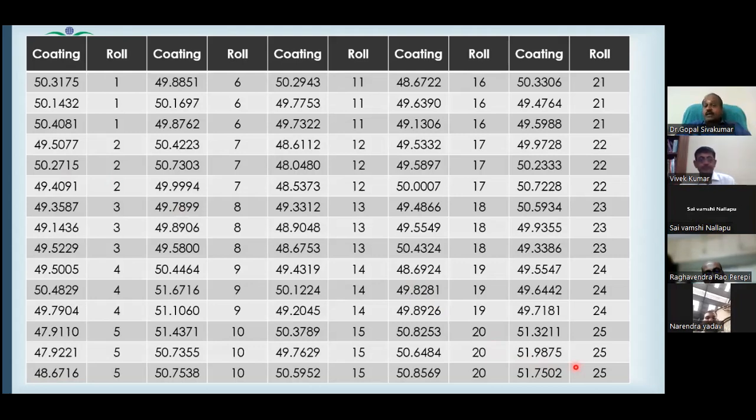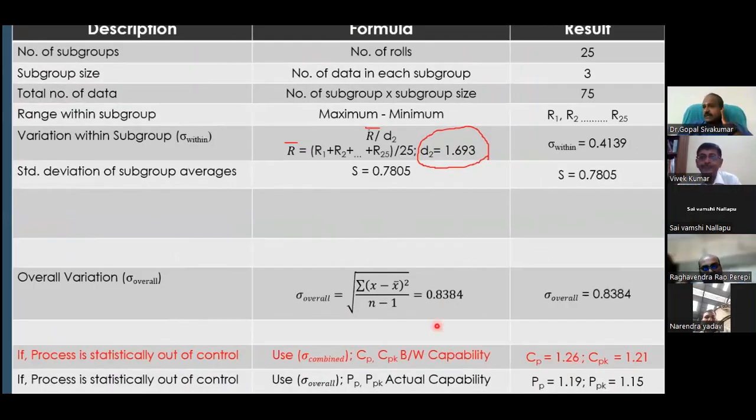So that is why there are different types of standard deviation we require. Within standard deviation, between standard deviation, and there is one more thing called overall standard deviation. Overall standard deviation concept is much easier. So I would like to educate you on calculating within batch variation. In order to calculate the within batch variation, you only require the range of each subgroup. How many subgroups do you have? 25. So you will have 25 ranges. Can you see here? R1, R2 up to R25.